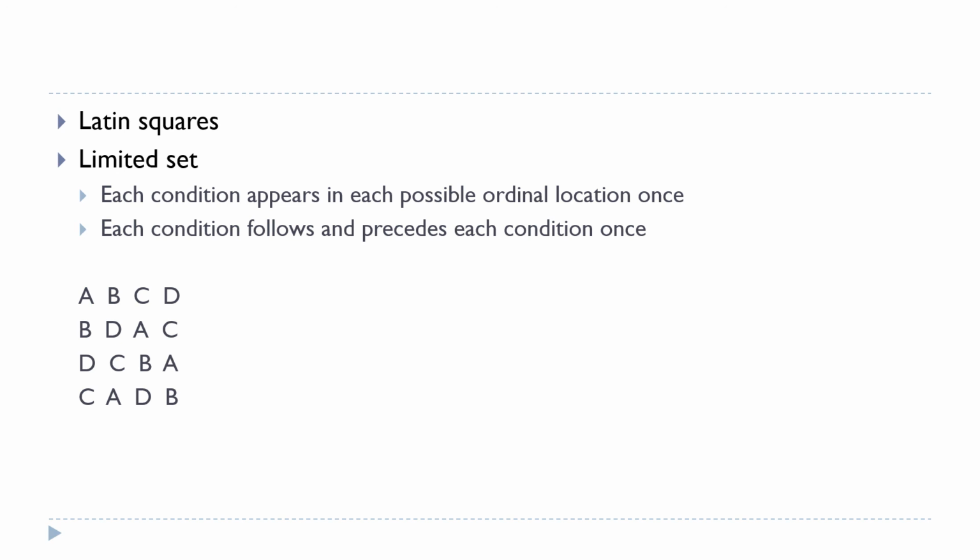And this occurs for all of these different letters. So each of them occur first, second, third, or fourth, and each of them occur before one of the other conditions and after it at least once. So this is an efficient way to have the different order effects explored using a Latin squares, especially when you have multiple stimuli and a limited number of participants.